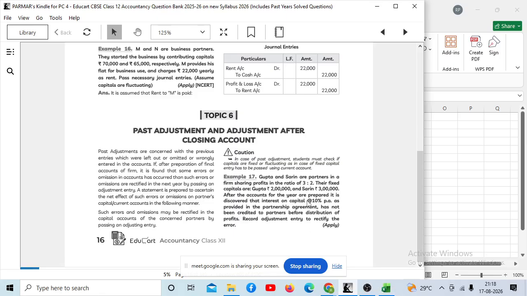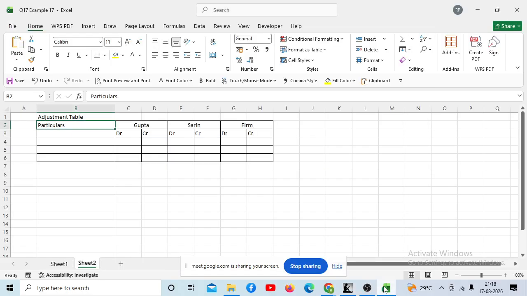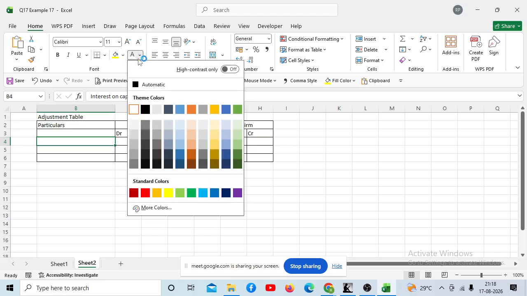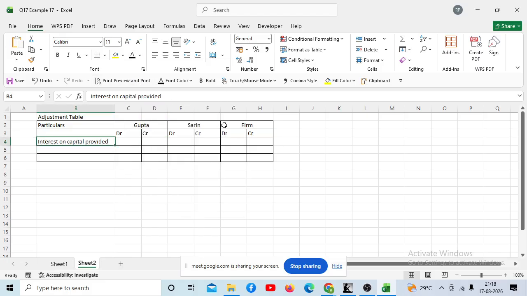Okay, they are telling that they had not paid the interest on capital, right? So instead of showing it separately, in the firm column we will show the total amount. 2 lakh plus 3 lakh, 5 lakh is the capital. On 5 lakh, 10% will be how much? 50,000, right? So we will write here interest on capital provided. First we will write it for the firm, right?